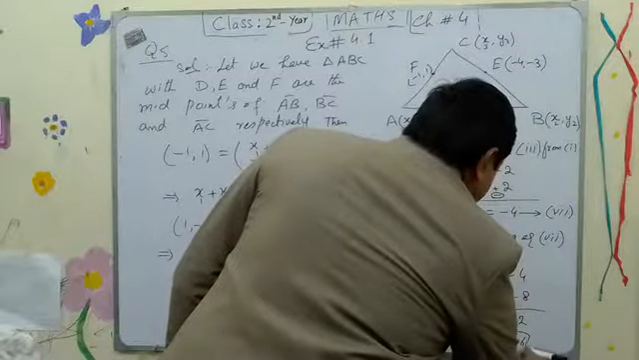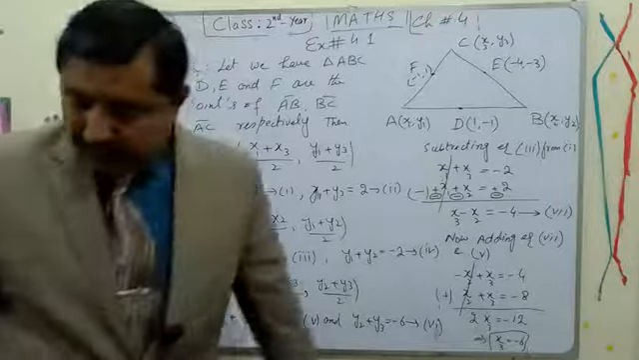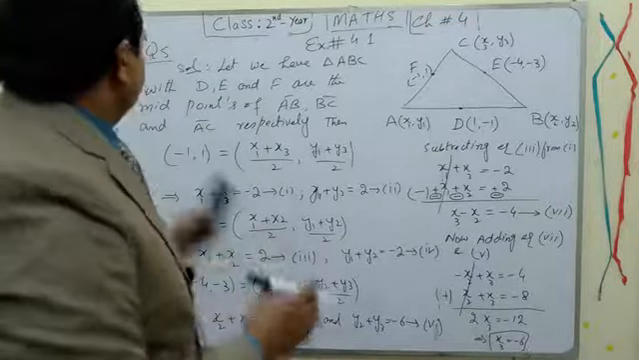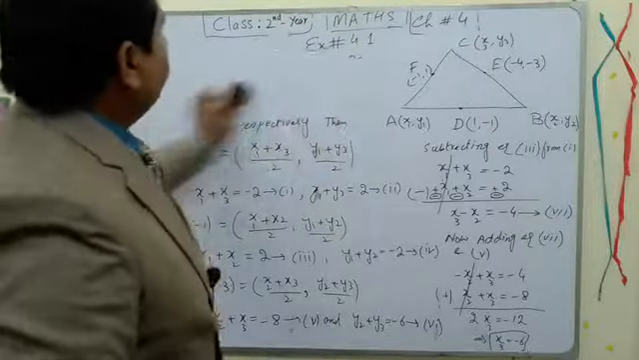x3 is equal to minus 6. Now, the above equations we are going to erase because of the space.